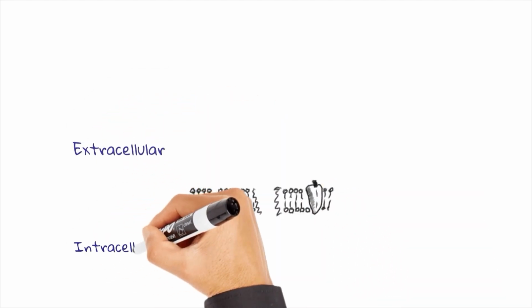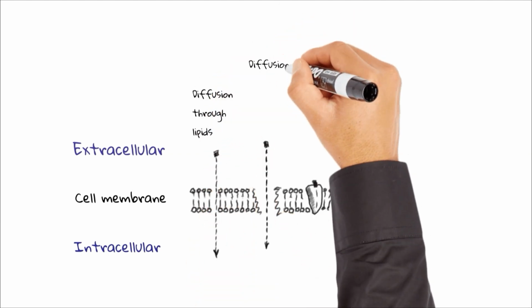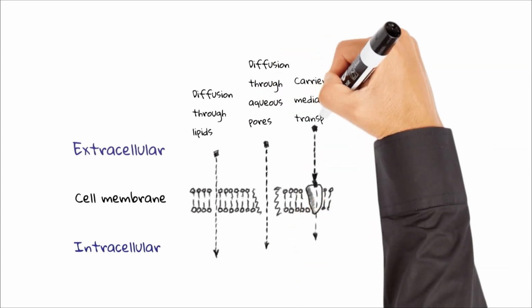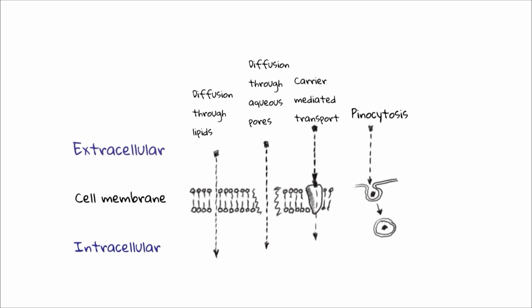Drugs administered orally, intramuscularly, or subcutaneously must cross cell membranes to enter the systemic circulation. Cell membranes constitute a hydrophobic lipid barrier, and drug permeation can occur by direct diffusion through the lipids, diffusion through aqueous pores, carrier-mediated transport, or pinocytosis. Pinocytosis and diffusion through aqueous pores have very limited significance in drug absorption.